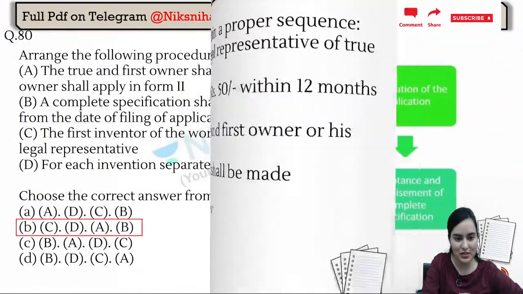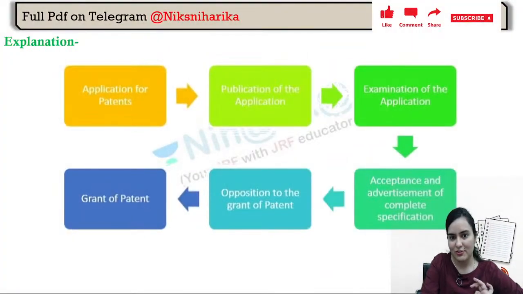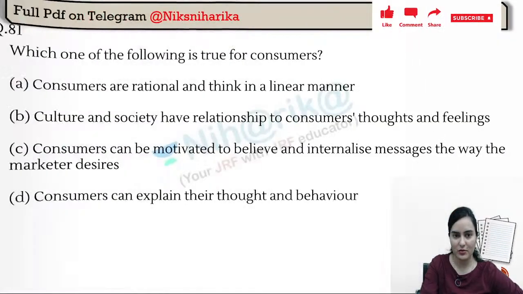Definitely 100% the answer is B. You can see application of patents, then publication of application, examination, acceptance, opposition, and then grant of patent will be done.